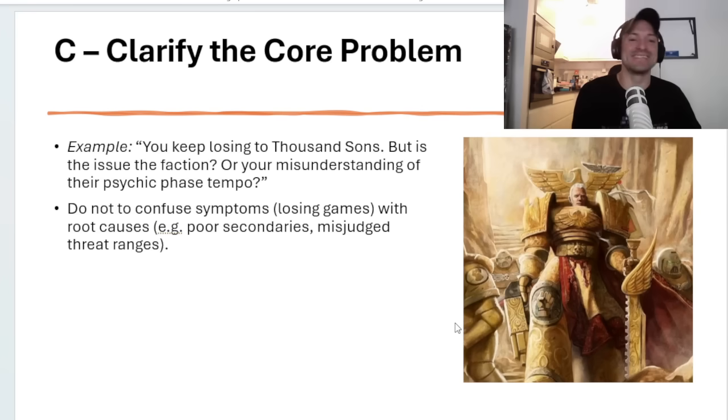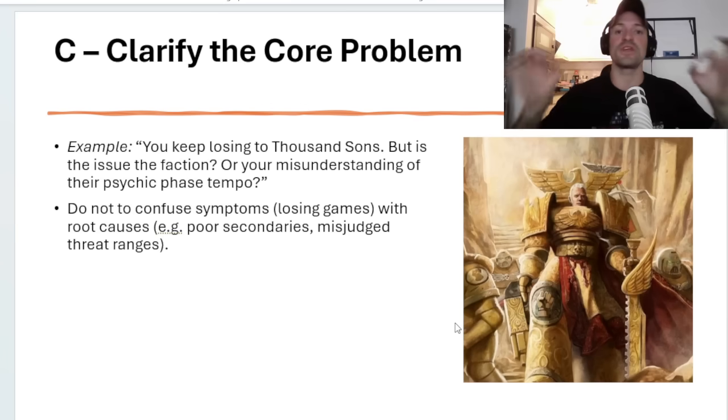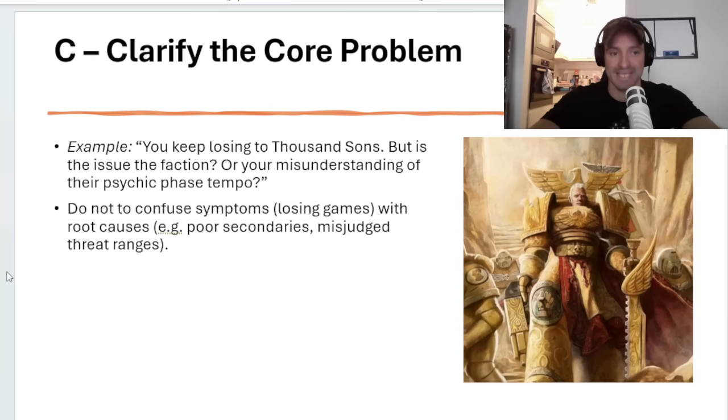The problem is that you're choosing fixed secondaries in a game where tactical is just clearly superior. Or the problem is that you're not pre-measuring how far your opponent can move, so you have no idea if you're safe where you're standing or not. So we want to first clarify what the core problem is, okay?